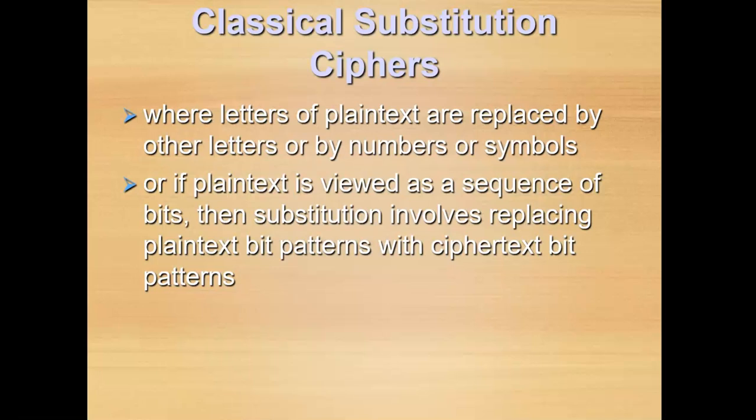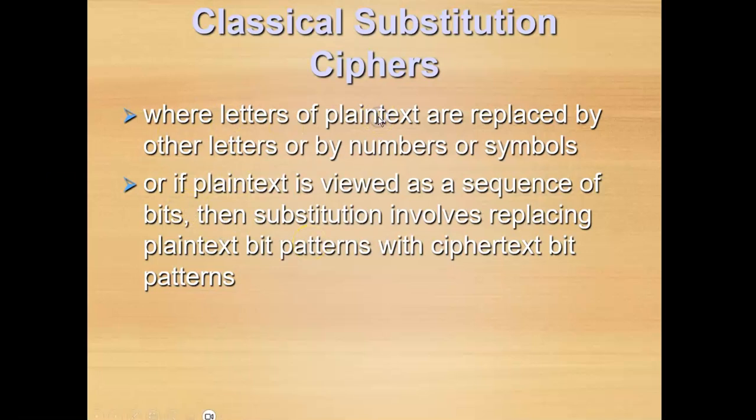Let's move on to encryption techniques. There are two main broad categories of encryption techniques. One is classical substitution cipher and another one is transposition cipher. In classical substitution cipher, letters of plain text are replaced by some other letters or numbers or symbols. If the plain text is in bit or binary form, then the substitution involves replacing those bits by some other bits with different patterns.